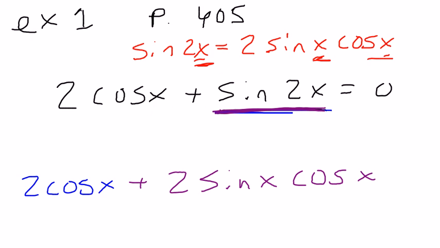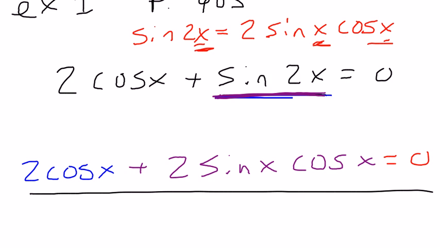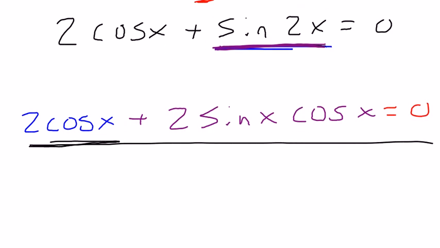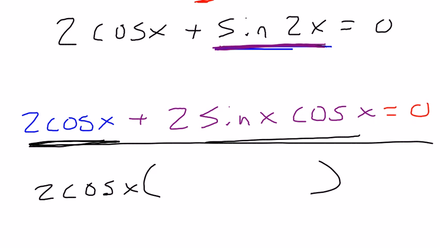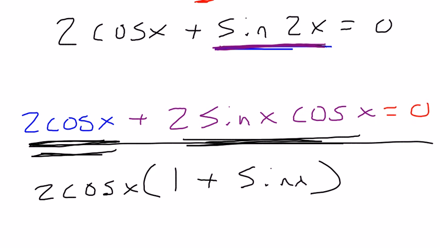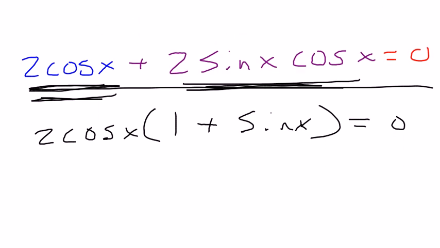They're all the same. So now we've solved problems like this before. How do we solve this problem now? What do both of these terms have in common? They both have a 2 cosine of x. So I'm going to factor that out. If I take that out of the first term, I'm left with 1. If I take it out of the second term, I'm left with just sine. And this equals 0.